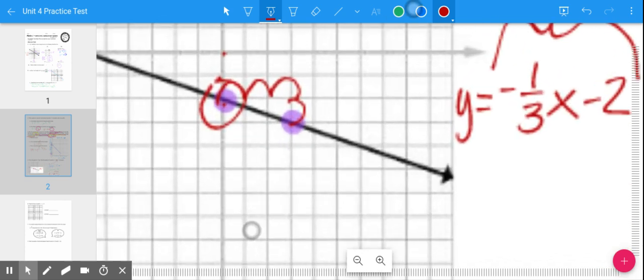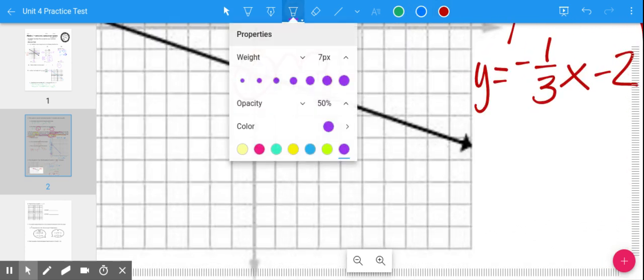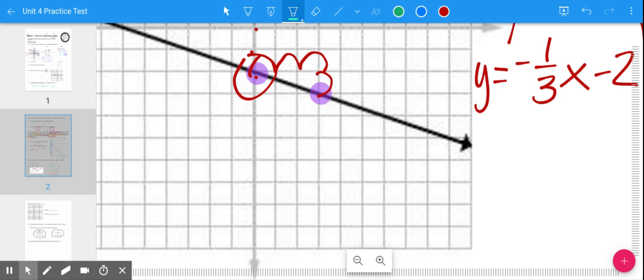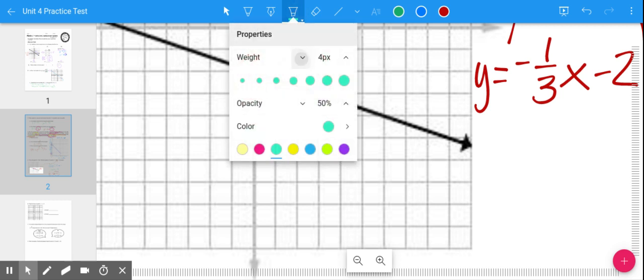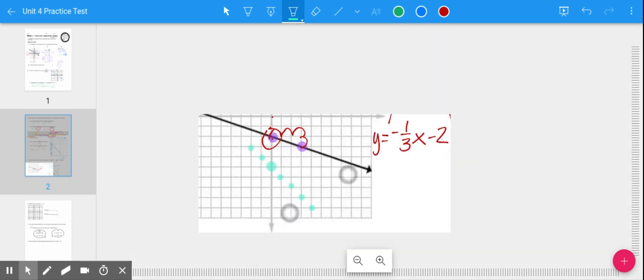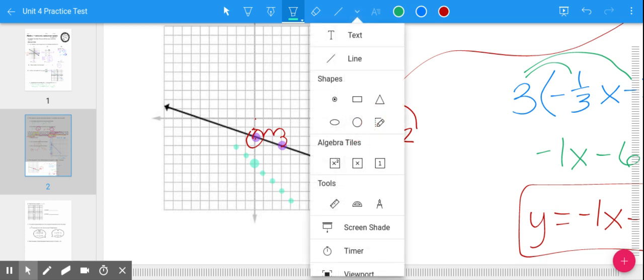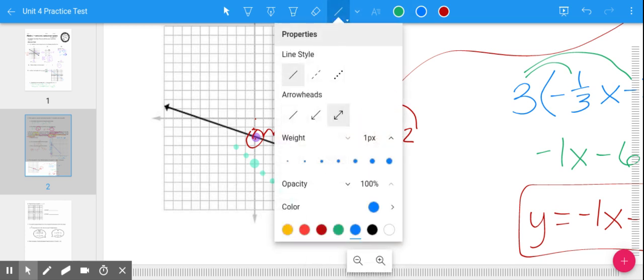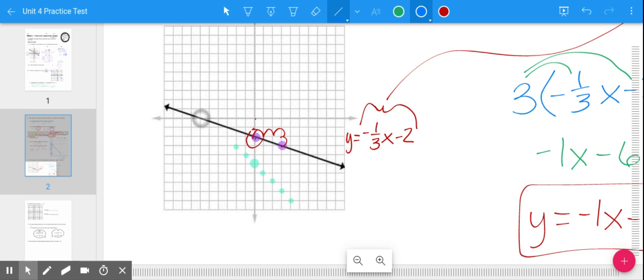So my y-intercept is negative 5. So let's go down 5: 1, 2, 3, 4, 5. And then my slope is negative 1, so I'm going down 1 over 1. Down 1 over 1, and you go in the opposite direction. And then I'm going to graph my new line through my points, and that's going to be my new line. Let me know if you guys have any questions on that.